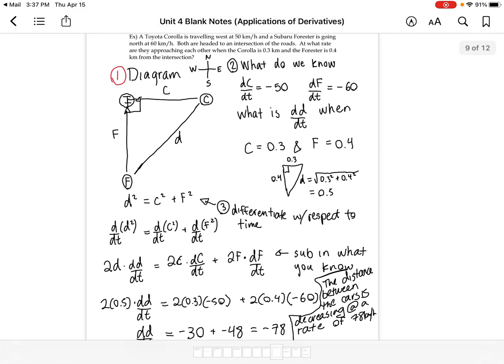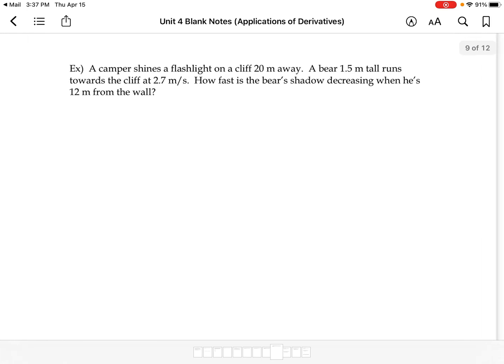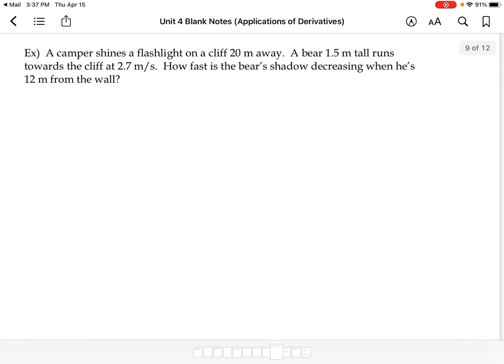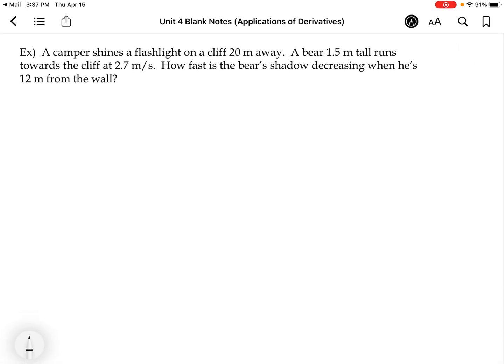We're going to look at one more. Here's another one. A camper shines a flashlight on a cliff 20 meters away. A bear 1.5 meters tall runs towards the cliff at 2.7 meters per second. How fast is the bear's shadow decreasing when he's 12 meters from the wall?